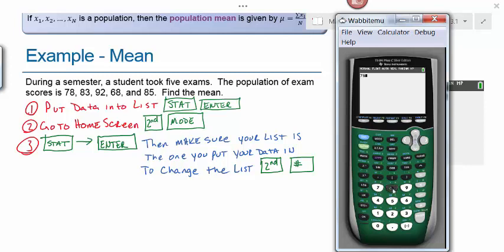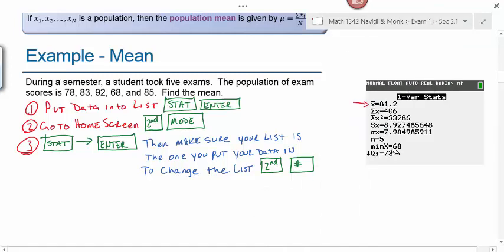On my calculator, if I did 78 plus 83 plus 92 plus 68 plus 85 and hit enter, that gives me the total for my data values, and then I divide by 1, 2, 3, 4, 5. I just hit divided by 5, we get 81.2. Well, when we did it using the calculator, we got 81.2.